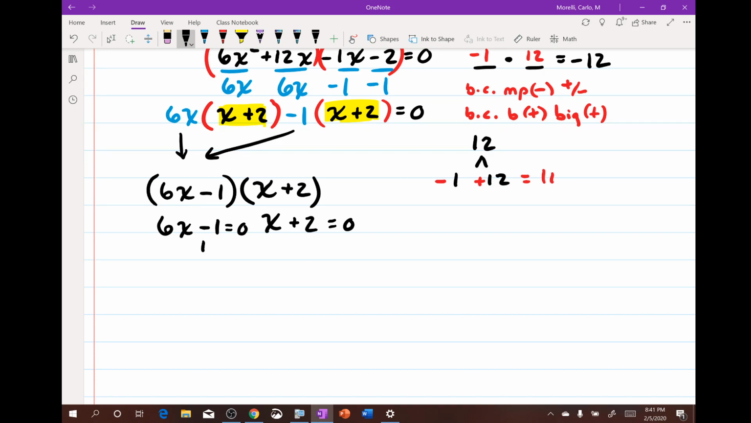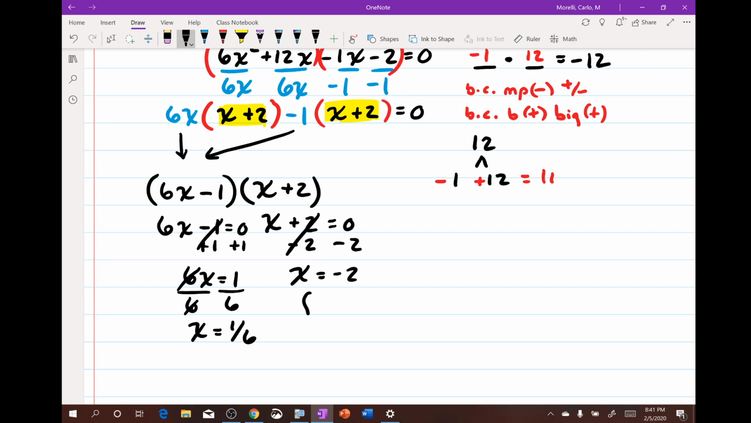Okay, so I'll add 1 to both sides. And I've got 6x equals 1. Divide both sides by 6. X equals 1/6. And then minus 2 over here. X equals negative 2. So my two values are 1/6 and negative 2. And we'll be able to verify that in the TI.